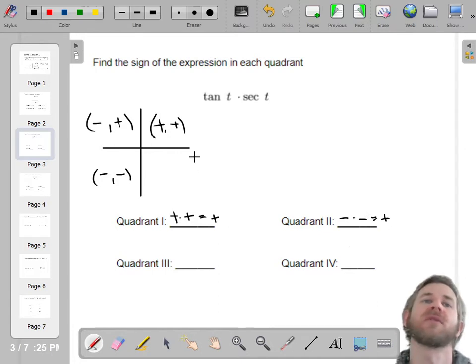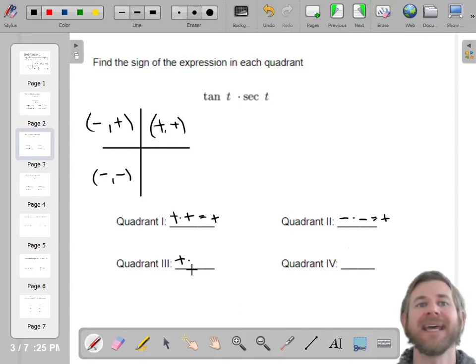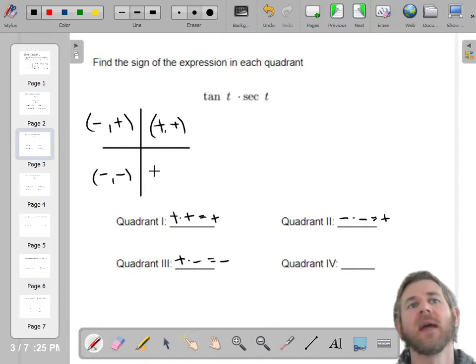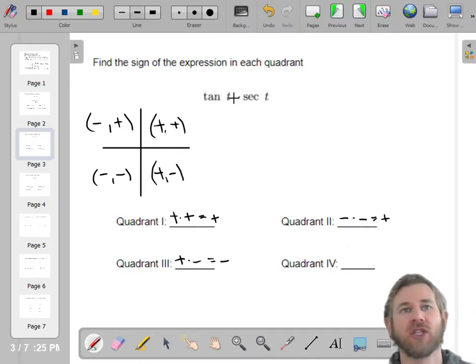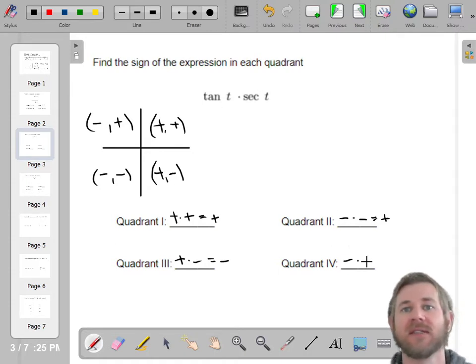Quadrant 3. In quadrant 3, tangent is positive because the ratio between them is positive. And secant is negative because secant is the reciprocal of cosine. Plus times minus will give you a minus. Quadrant 4, x is positive, y is negative. So if I do the ratio between them, y over x, negative divided by positive, I'll get a negative. And secant is the same as cosine as far as its sign goes. If cosine is positive, then secant is positive. So negative times a positive is a negative.